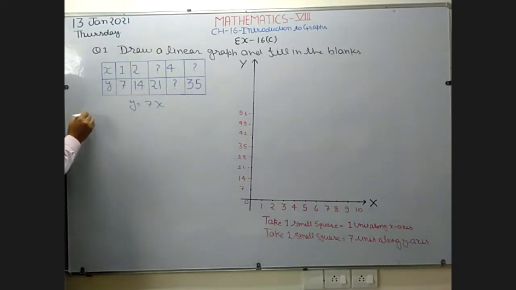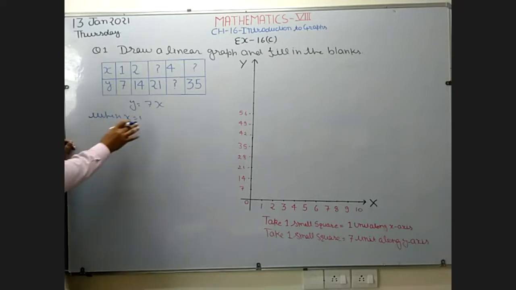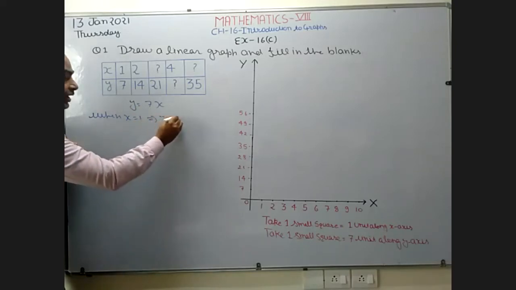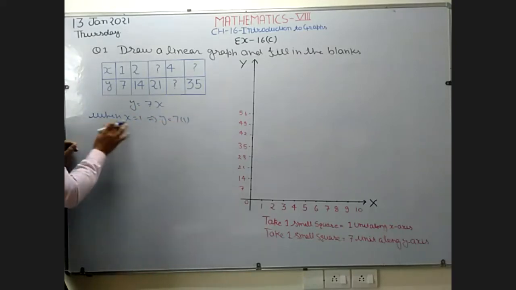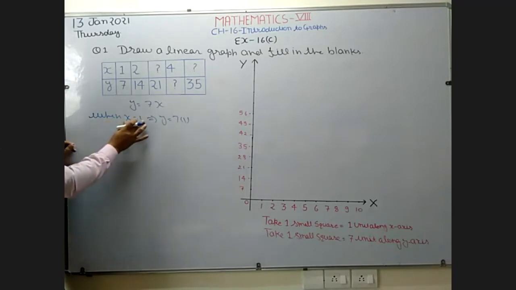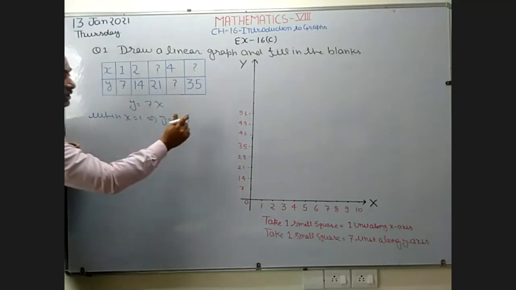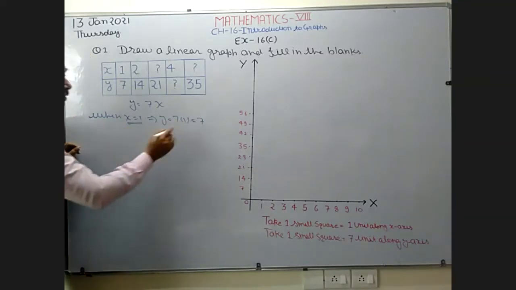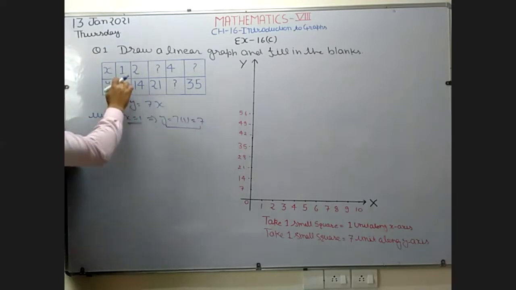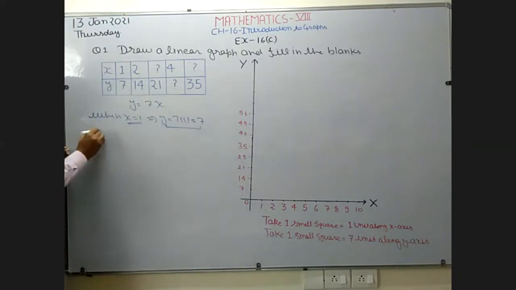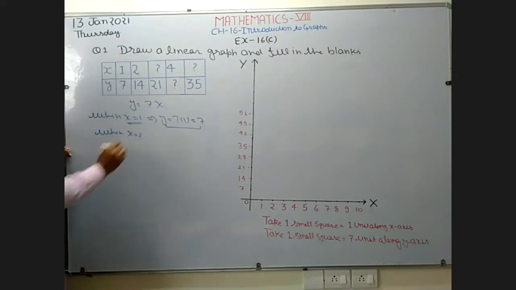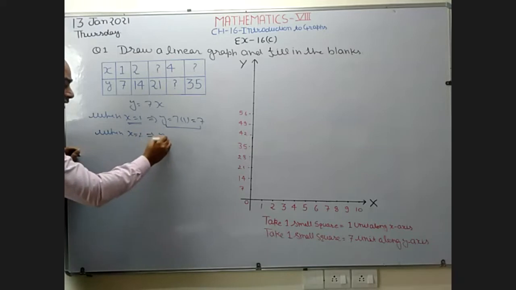So right here, when we take x equal to 1 in this equation, 7 times 1 is 7, so the value of y becomes 7. So right here, 1 and 7. Check the next. What is written here? The x value is 2. So take x value 2 here. So this implies y equal to 7x.